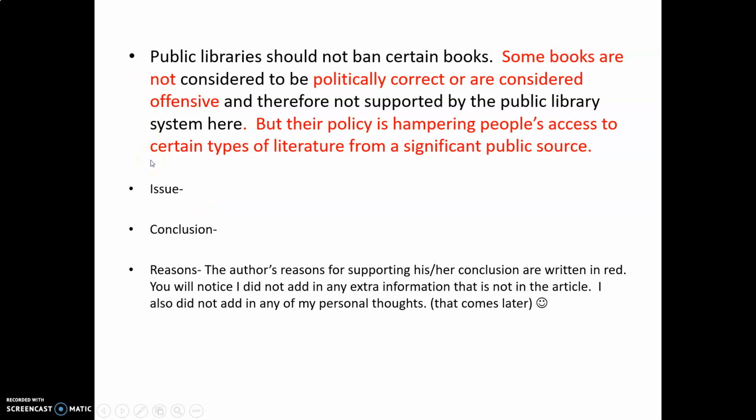Later, when the pieces get a little bit more difficult, you have to do more inferring, and then even further down the road in our course, you get to start giving your thoughts and opinions on this, and that's when we really dig into the analytic thinking. That's when we really start to analyze terms like politically correct. What does that really mean? And offensive. Something offensive to one person is not offensive to the other. But I'm getting way ahead of myself. Right now, we are just learning how to pull out the issue, the author's conclusion, and the author's reasons. That's all we're doing.